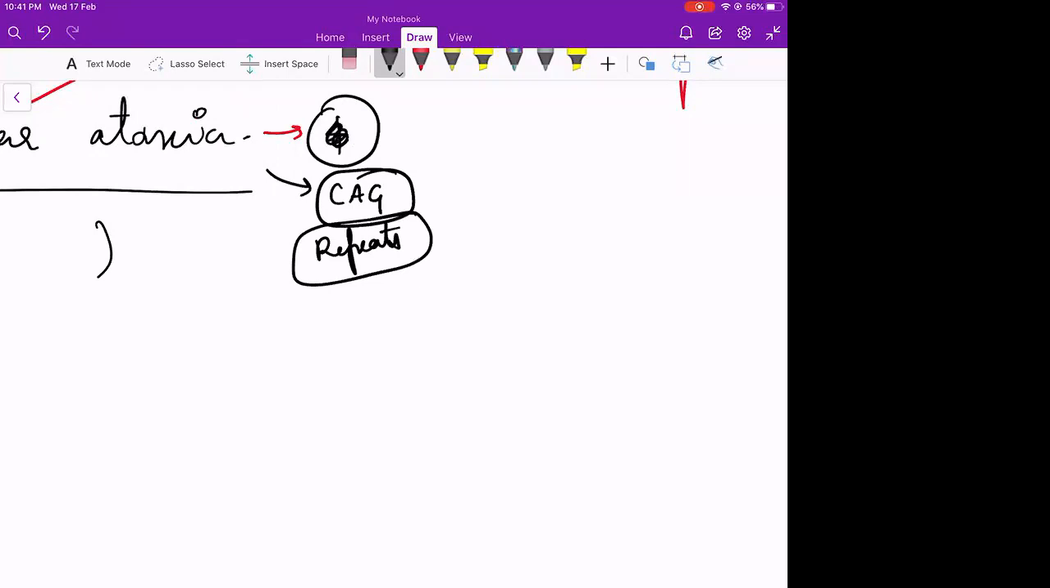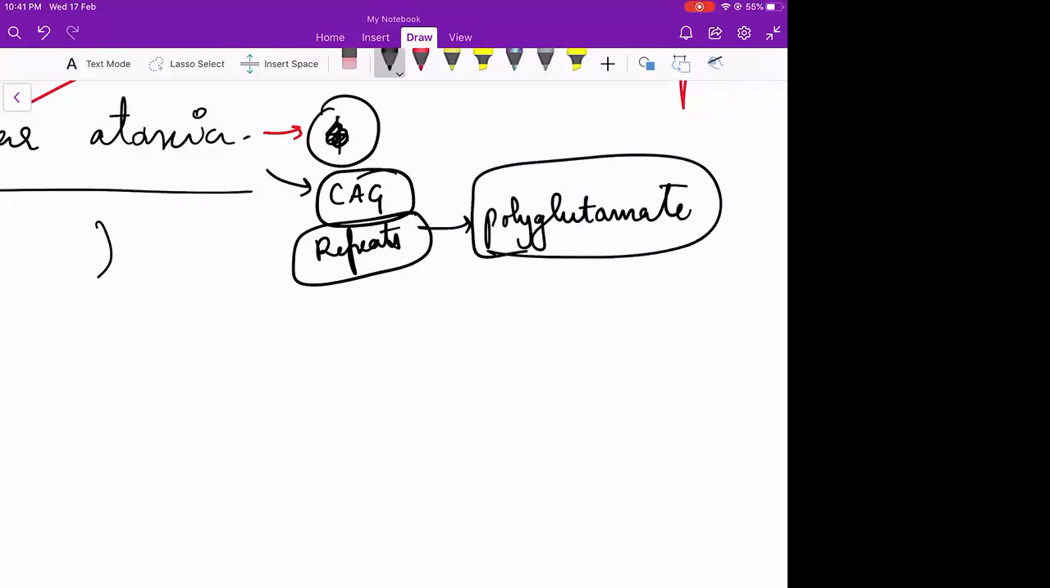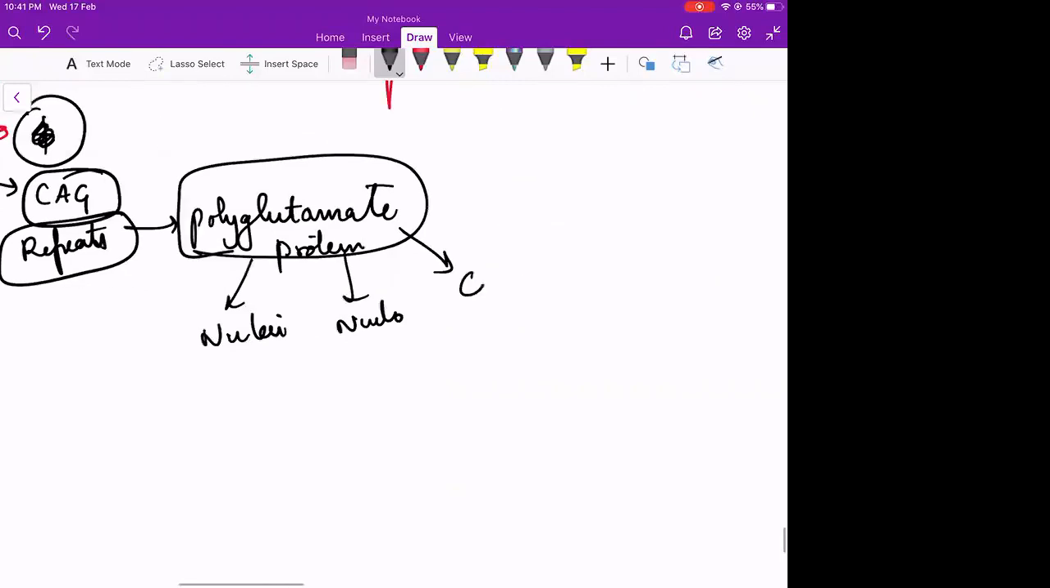The CAG repeats here encode for a particular protein, polyglutamine. So this polyglutamine protein will be excessively produced, and it can deposit in the nucleoli or in the cytoplasm also. What it majorly causes is that it degrades the ubiquitin complex.